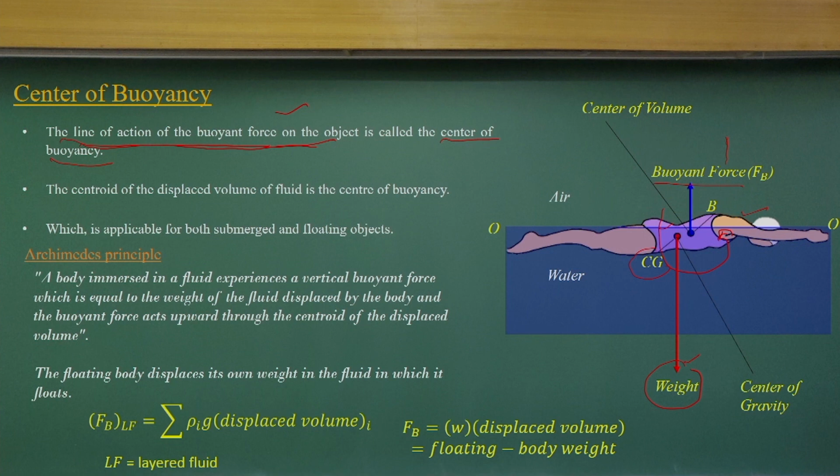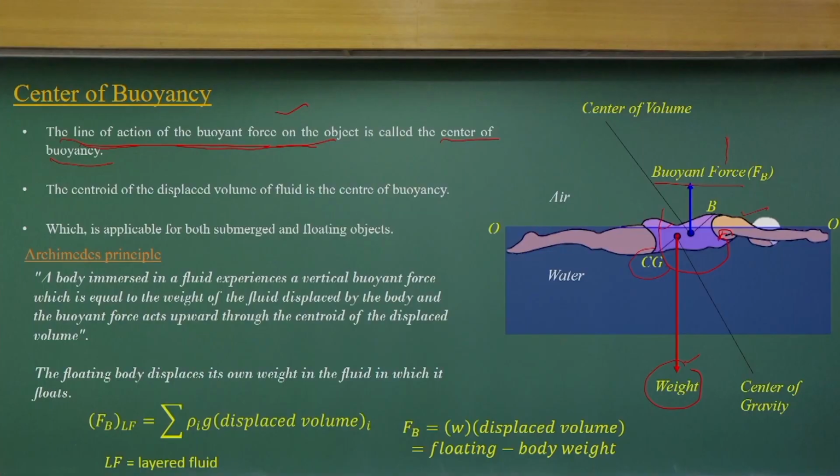Because of that, there will be a torque, and to balance that torque, any swimmer who wants to remain in floating conditions does slight swimming activities that change the flow pattern in such a way that he can generate an additional force to counterbalance this moment. So, very interesting studies like this. Basically, the center of buoyancy should be the center of the displaced volume of the fluid.